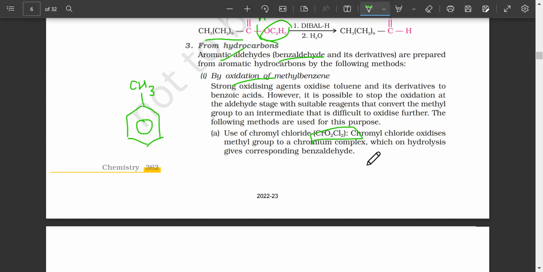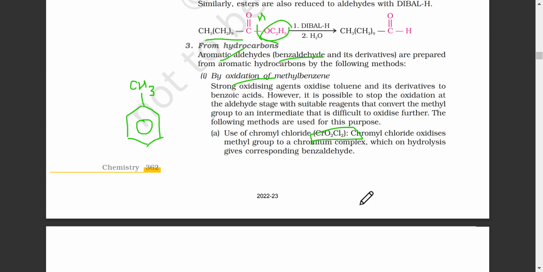फाइन. एक सूटेबल रिएजेंट लेना जरूरी है, क्योंकि मैंने आपको इससे पहले भी बोला कि हमें अल्कोहल में फर्दर रिड्यूस नहीं कराना है, और अगर हमें फर्स्ट ऑक्सीडाइज कराना है तो हमें एल्डिहाइड पर ही रुकना है, हमें कार्बोक्सिलिक एसिड नहीं बनाना है, सो हम एक सूटेबल रिएजेंट लेते हैं जो बेसिकली बाद में इसको फर्दर ऑक्सीडाइज होने नहीं देता. सिमिलरली वी यूज हियर क्रोमाइल क्लोराइड. इट विल ऑक्सीडाइज द मिथाइल ग्रुप टू अ क्रोमियम कॉम्प्लेक्स व्हिच ऑन हाइड्रोलिसिस गिव्स कॉरेस्पॉन्डिंग बेंजल्डिहाइड. फाइन. तो इससे हमको मिलेगा हमारा बेंजल्डिहाइड.